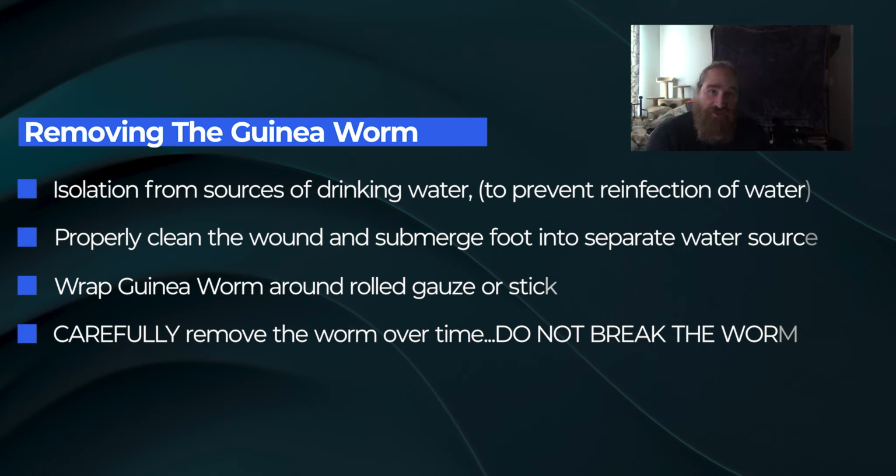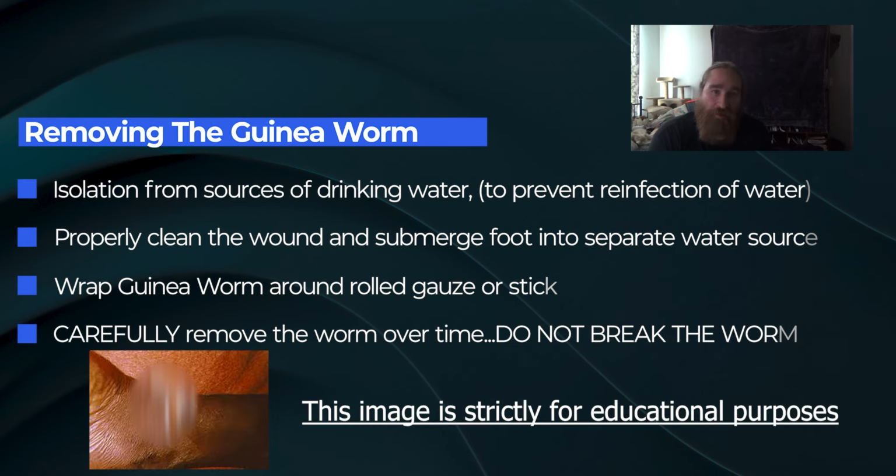From here, the wound has to be properly cleaned, and what most people do from here is place the affected foot into a separate source of non-drinkable water to coax the worm out. It's at this point that the female guinea worm usually emerges and releases her larvae. It's thought that once the female releases her larvae, this makes it easier to pull the worm out. Once the female has emerged and released her larvae, she is then wrapped around either a piece of rolled up gauze or commonly a stick.